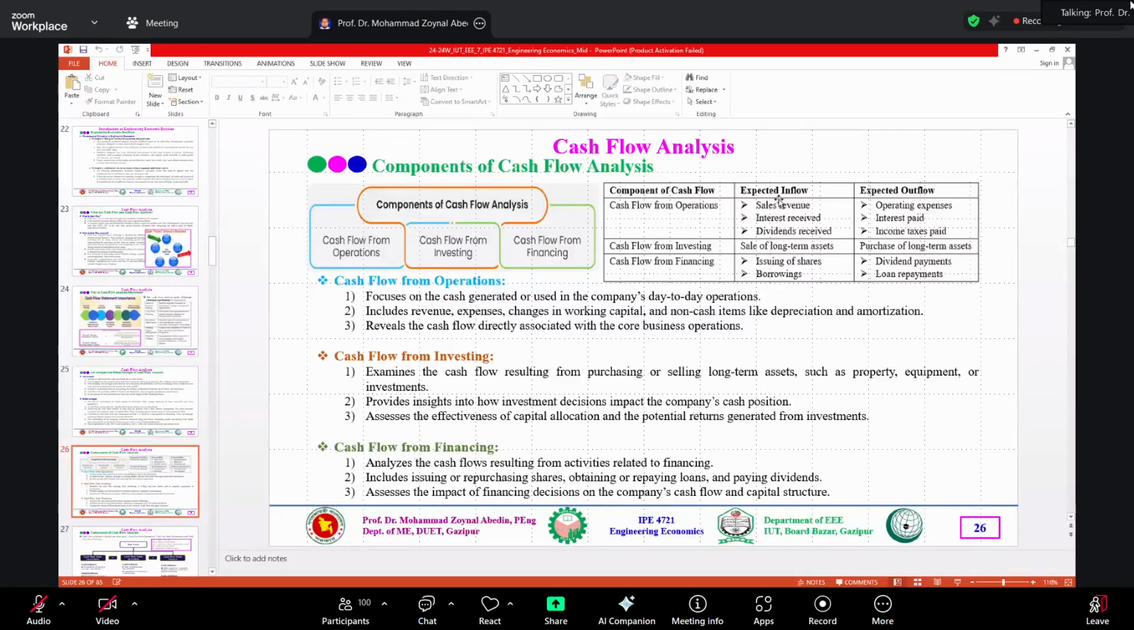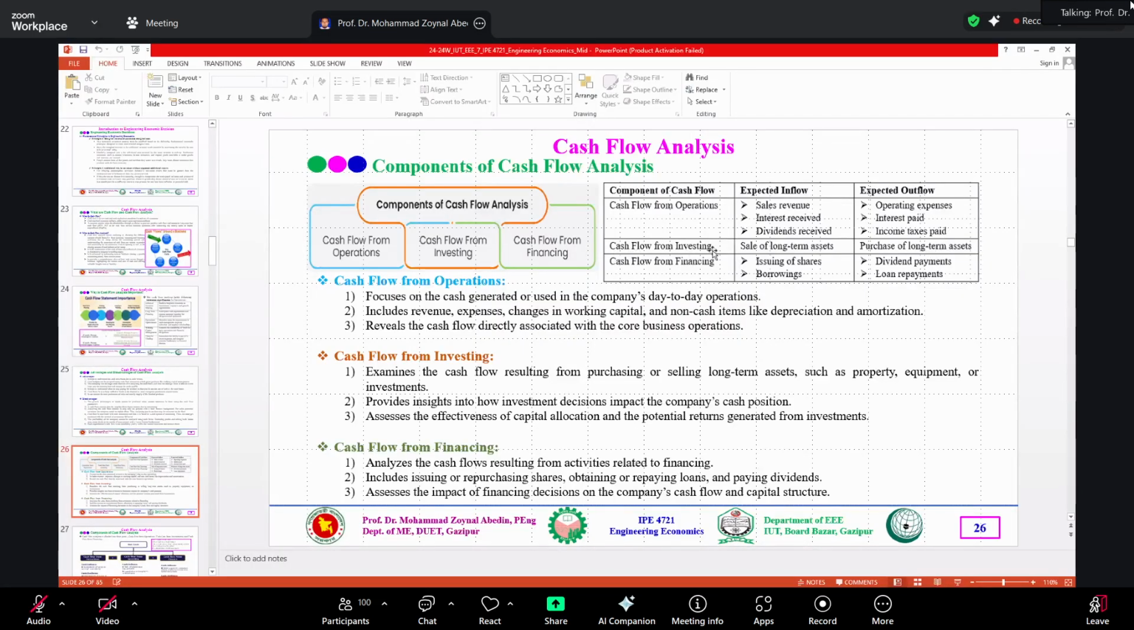So what are the inflows due to the operation? You can see again, sales revenue, interest received, dividend received. These are all receiving money that will be stored in your pocket. That's the inflow. And these are all the money out from your pocket. That's the outflow. What is this? For the operation: operating expenses, interest paid, income tax paid.